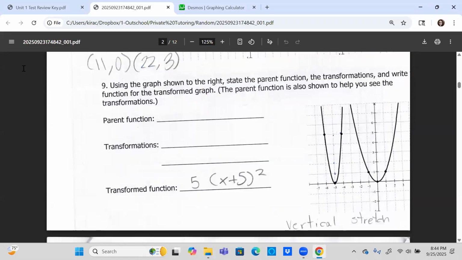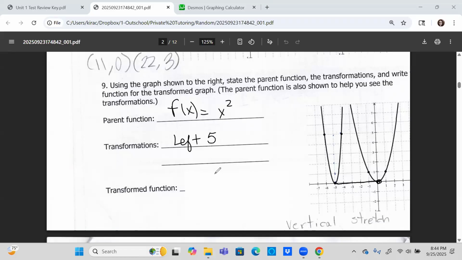Okay, state the parent, state the transformations, and write the transformed. The parent is also shown to help you. All right, well, the parent is certainly a quadratic. And certainly this vertex went left 5. So that's one of them. Left 5. And then certainly it's skinnier. But I can just never tell if it's a vertical. So I see my student wrote down vertical stretch. How do we know?